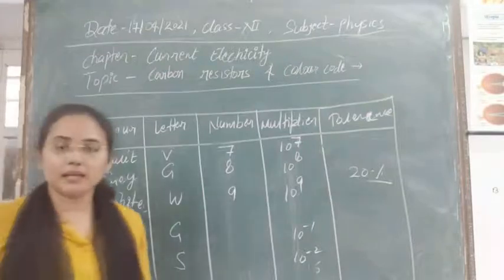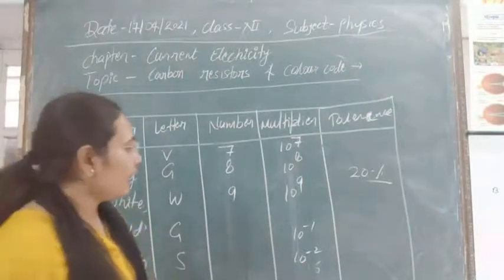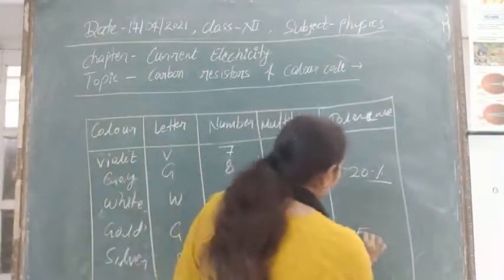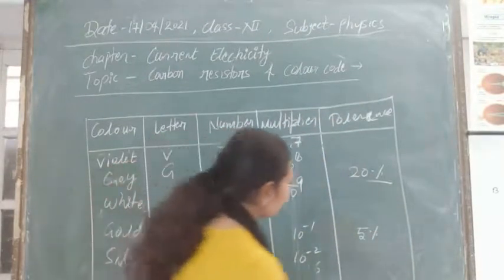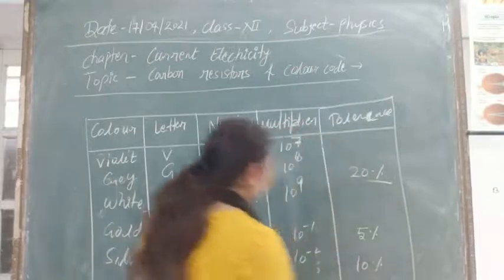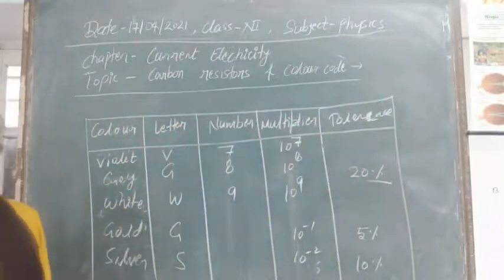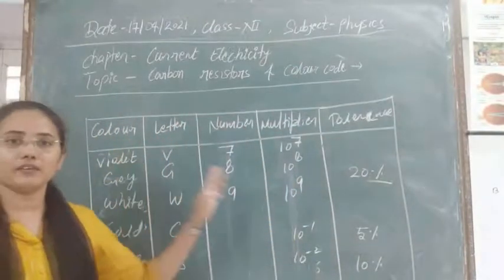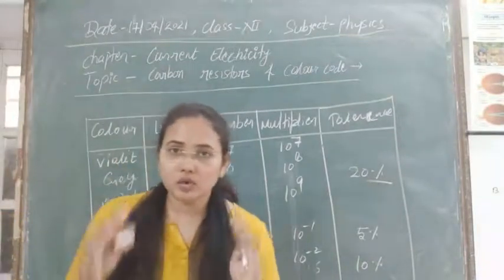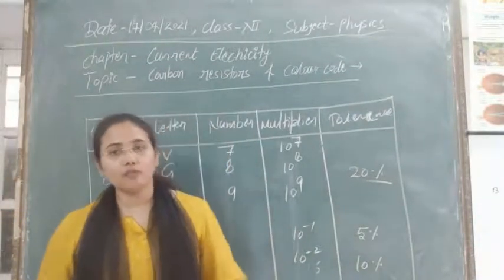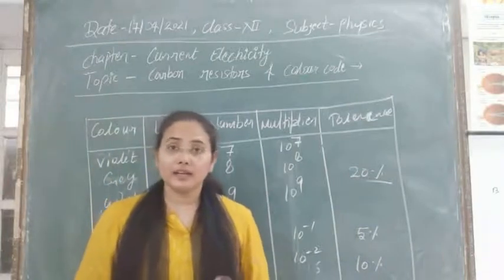So these are the multipliers that we are using, and the tolerance limit for gold is 5%, and the tolerance limit for silver is 10%. So these are the different limits for different colors, different multipliers, different numbers we have assigned for every color. So this is a fixed order to put the colors and the numbers we can assign to them.